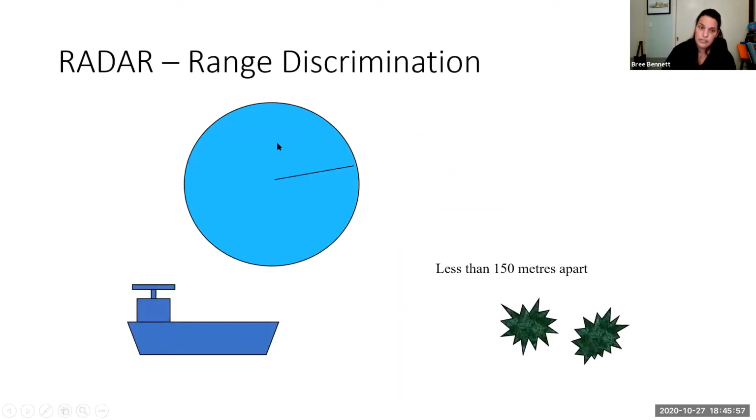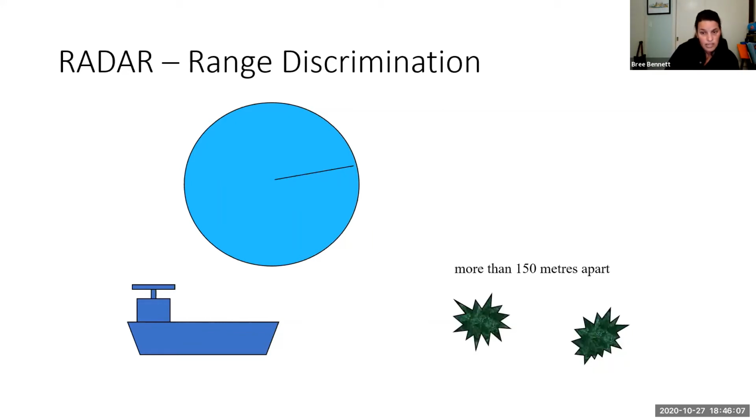We got some animation. If they're less than 150 meters apart, we're just going to get one blip on the radar. If they're more than 150 meters apart, we get two blips. Two blips on the radar.